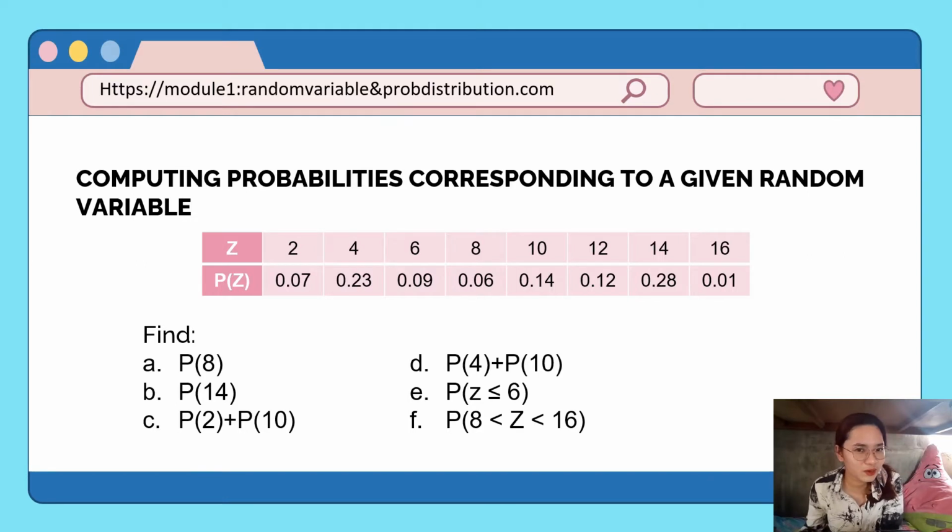And tingnan natin kung kaya ba natin hanapin yung mga probabilities na to out of this data here in our probability distribution. Alright, for letter A, we are looking for the probability with the value of 8. So, from this distribution, ang value na 8, ang kanya corresponding probability is 0.6. Okay, so, sulat natin yan. So, that is 0.06. Next, for letter B, we are looking for the probability with the value z is equal to 14. So, ano yung probability niya? Itong 0.28. Okay.